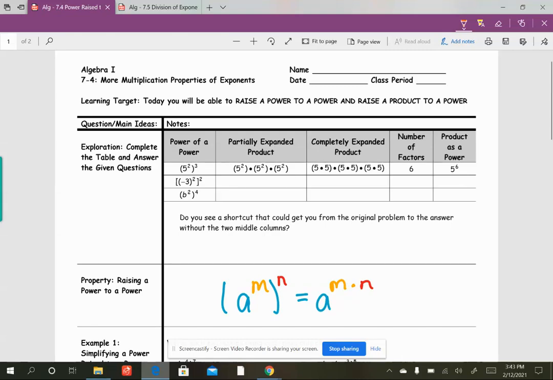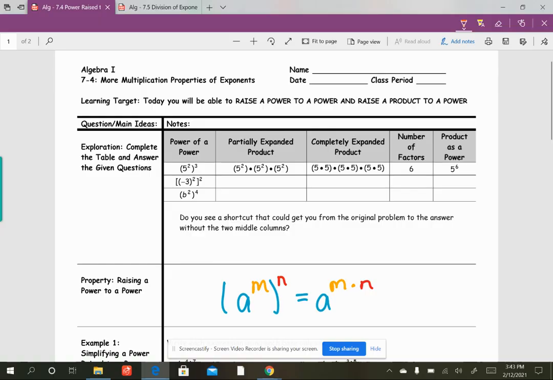Okay, talking about the power rule. So looking at power of a power here in that column on our table, we have 5 squared in parentheses, and then outside of the parentheses, we are taking that to a cube or to the third power. So notice that we take what's inside of the parentheses and multiply it by itself 3 times.